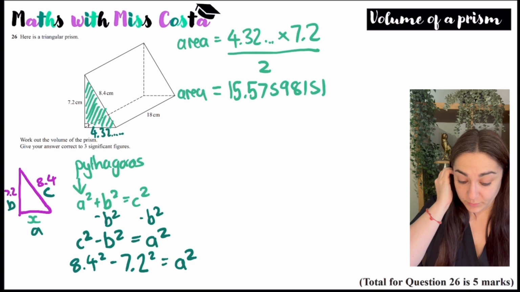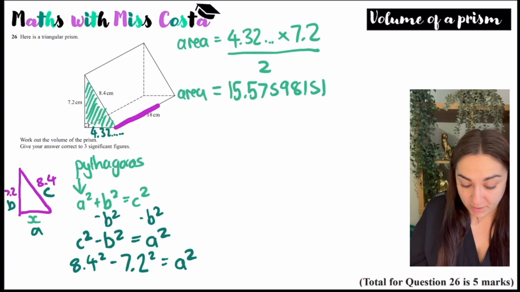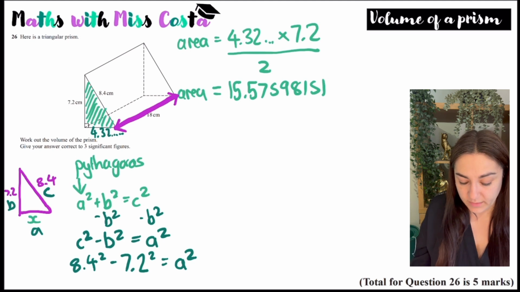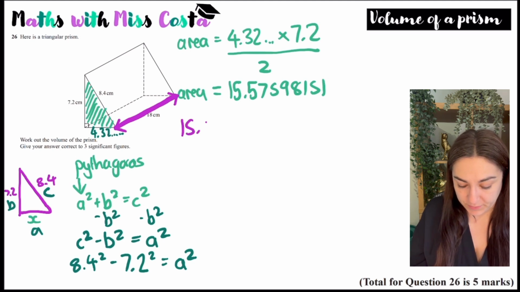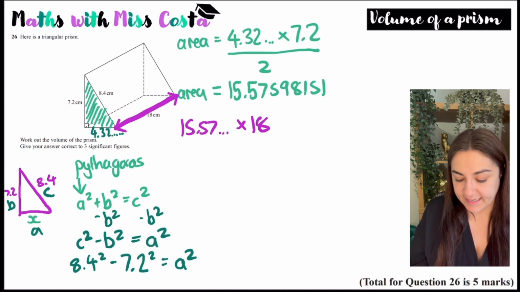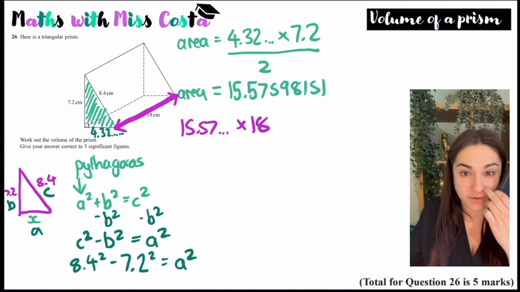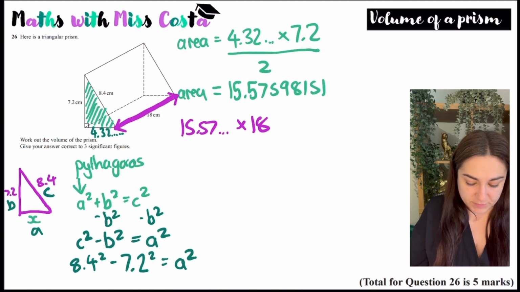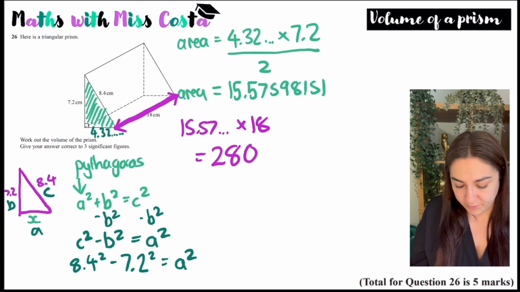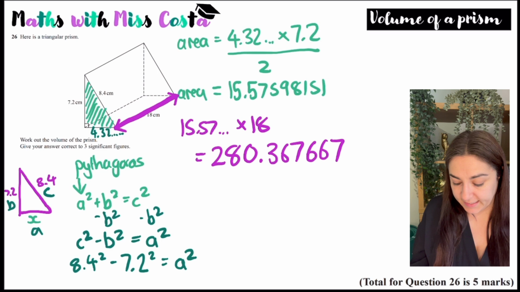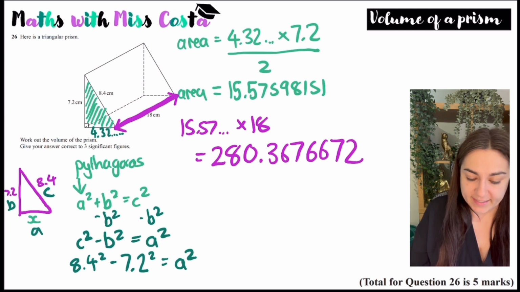Now, what I do once I work out the area, I multiply the area by the length. So I'm just going to do 15.57 times by 18. And if I've left it in my calculator, I don't need to write it all out again. I just multiply by 18. And that gives me a volume, sorry, 280.3676672. And it says, give your answer correct to 3 significant figures.